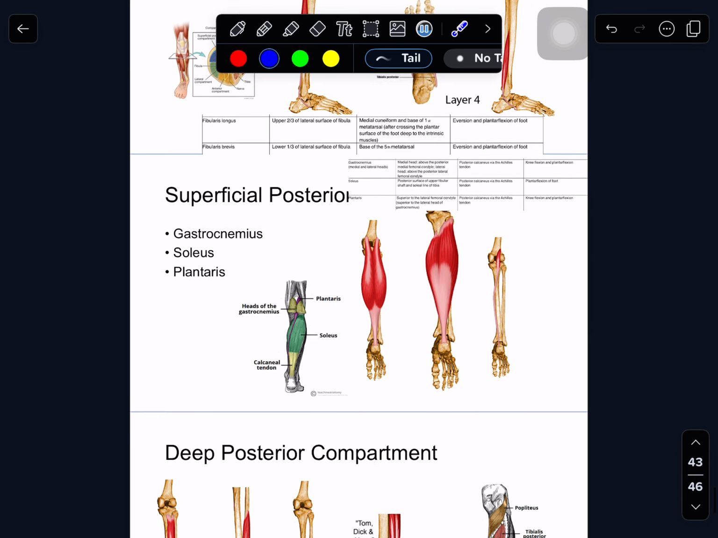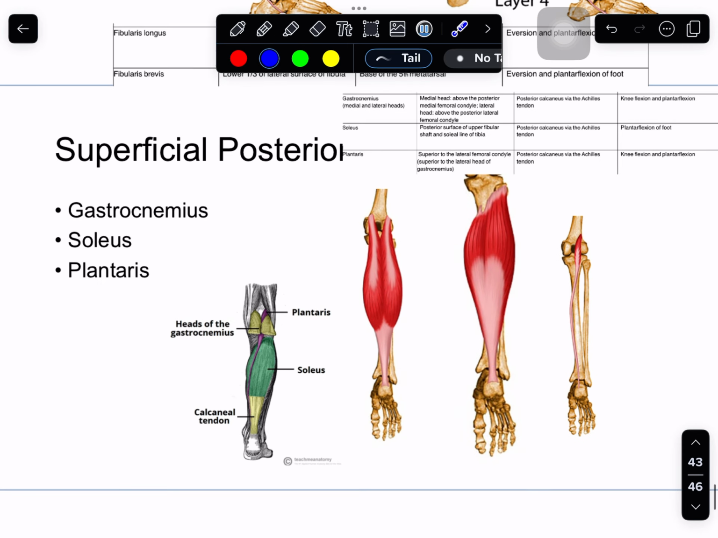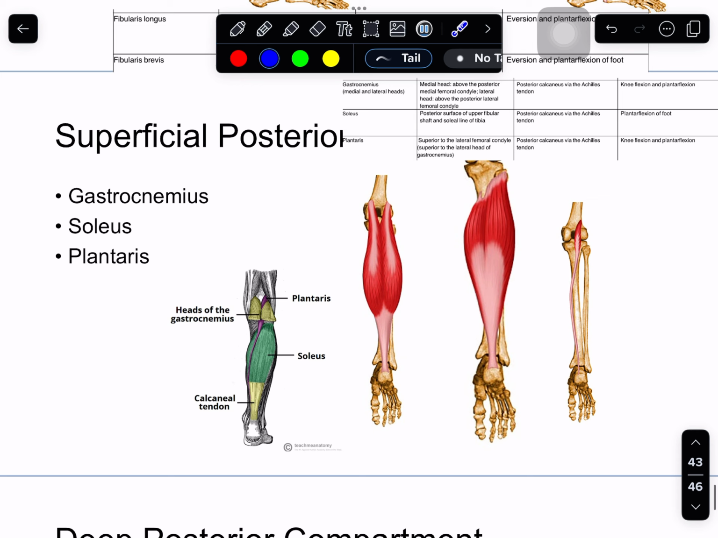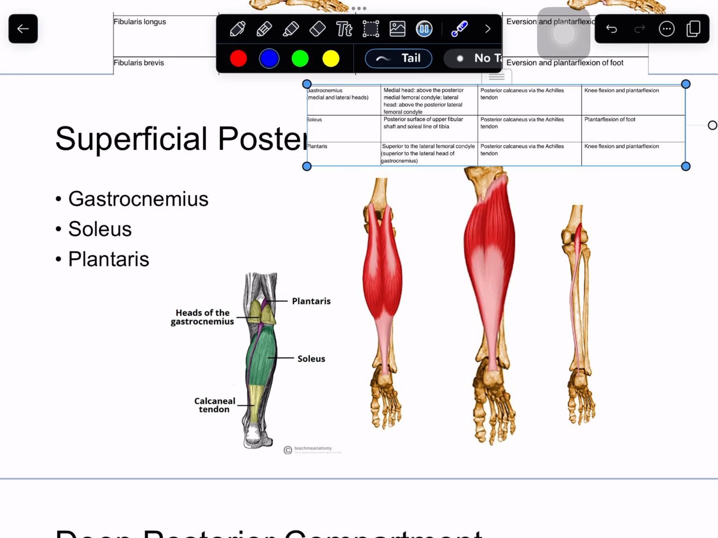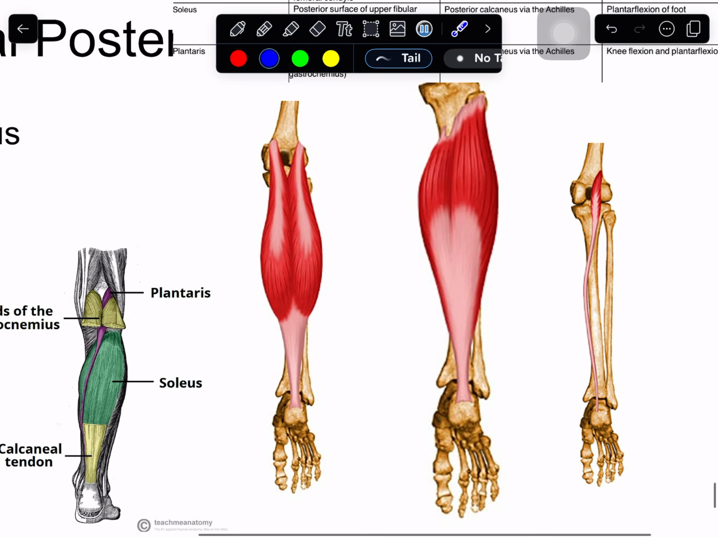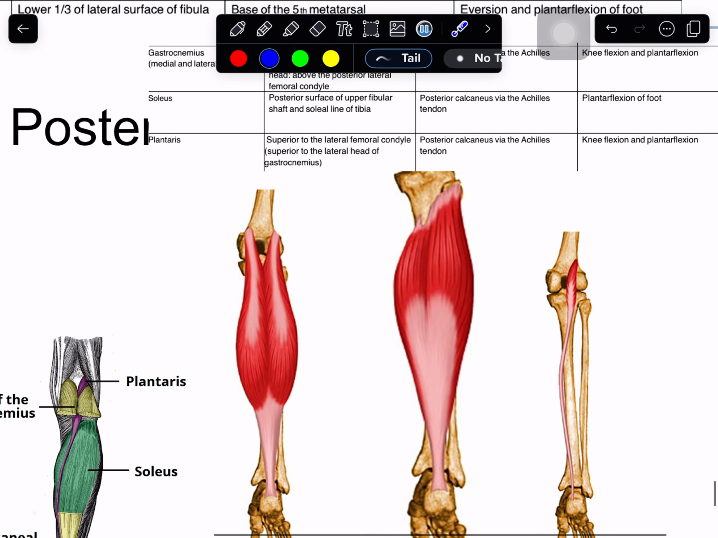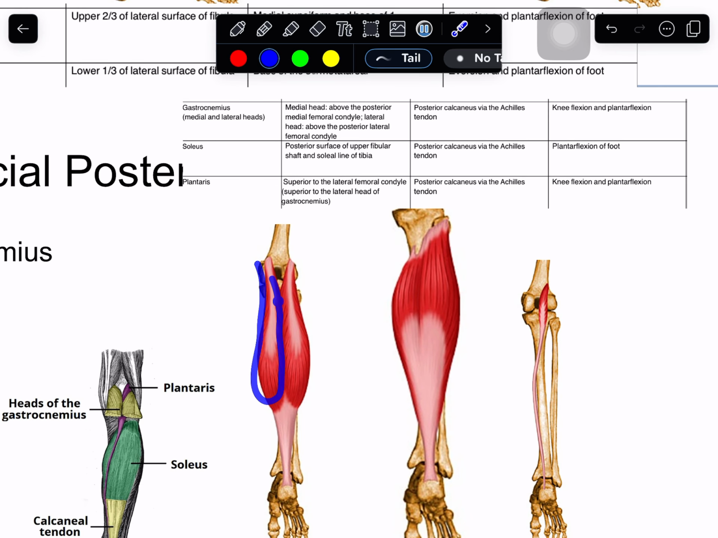Alright, so now as we move onto the posterior side, we have 3 muscles that we're going to be concerned with in the superficial posterior compartment. And those are going to be the gastrocnemius, the soleus, and the plantaris muscles. All right, so as you look at our individual images here, the one on the left is the gastrocnemius, and so the gastrocnemius is a muscle that has a couple distinctions that we want to talk about. First of all, it's a two-headed muscle, right? It has a medial head and a lateral head.